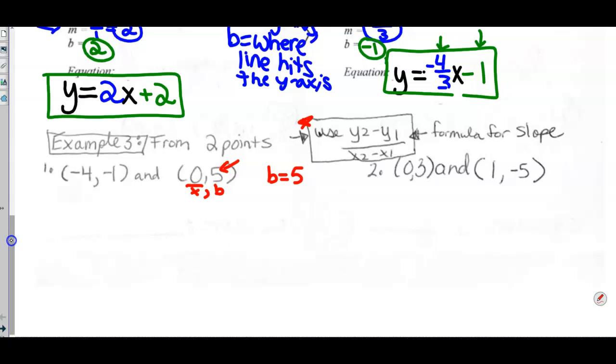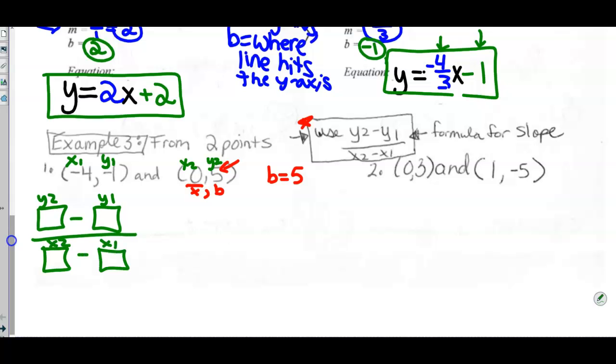So now we're labeling our points again. This is x1, this is y1, this is x2, this is y2. I have to use my formula where I do y2 minus y1 all over x2 minus x1. That will tell me my m. And then, because I've got my b here, I can pop those things into the equation. So let's go ahead and do the work for this.